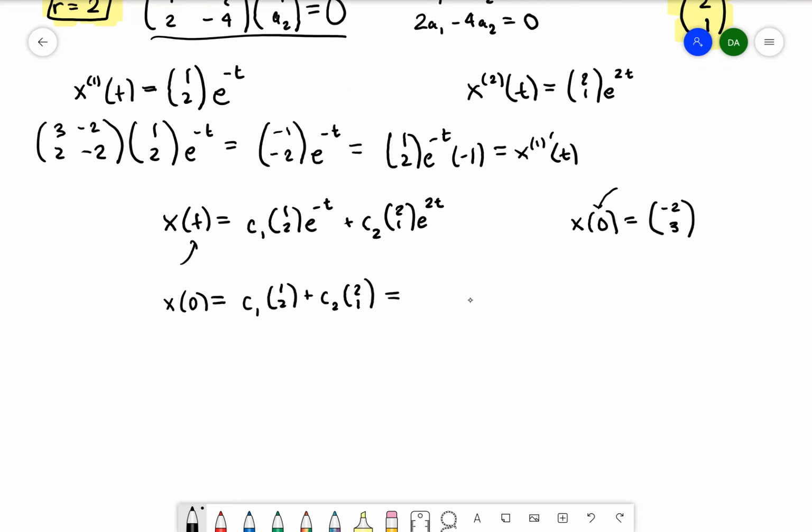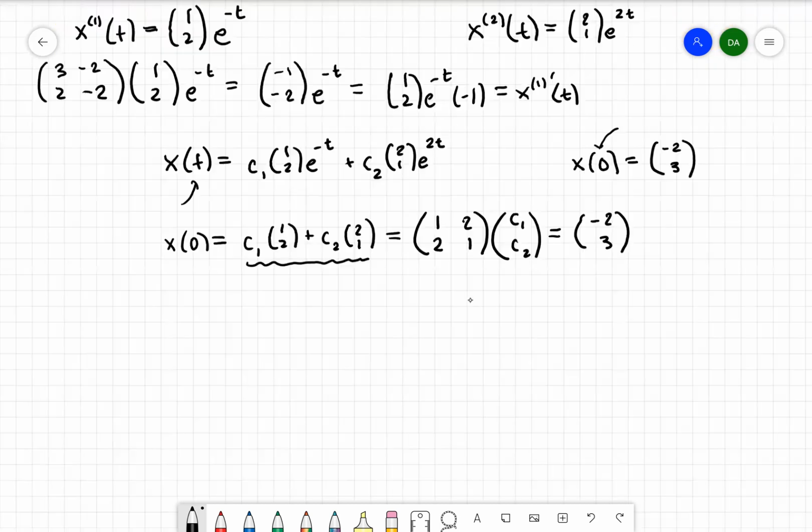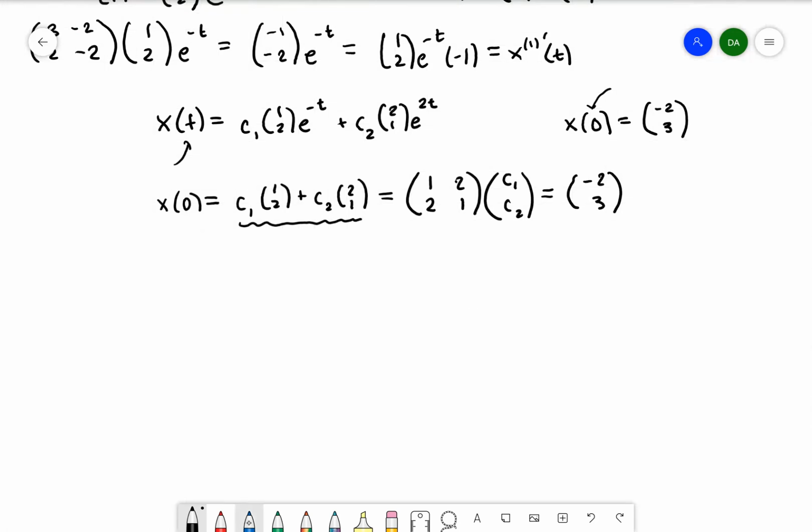And what you might notice is that this expression right here can be rewritten as a matrix vector multiplication. It'll make it a little easier to see what we're trying to do here. This is the matrix [1, 2; 2, 1] times the vector (C1, C2) equals (-2, 3). And now what we can do is just solve this matrix vector equation. There are lots of different ways to do this. We could multiply that out and get the corresponding system of linear equations and solve that using any of the old methods for solving systems of linear equations that we had before.